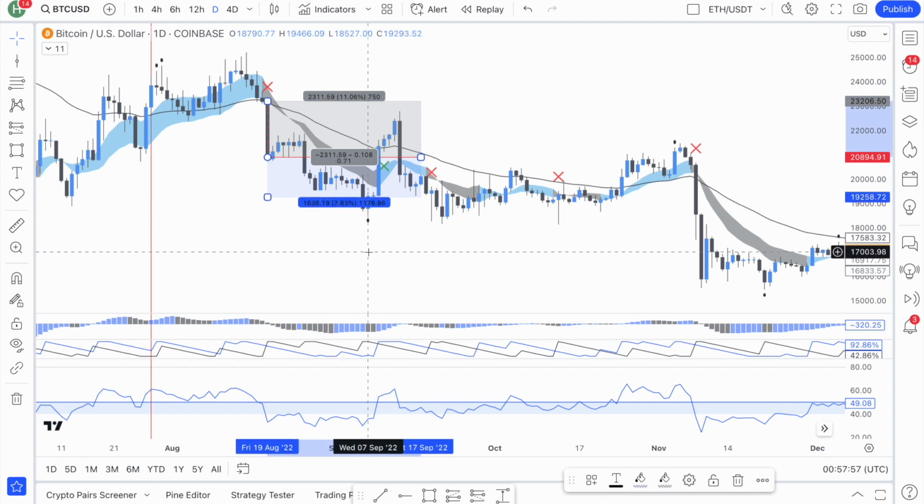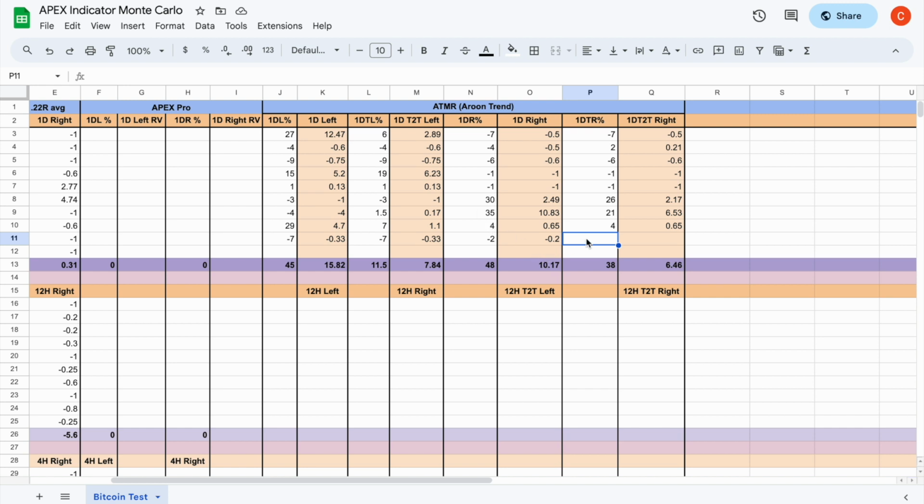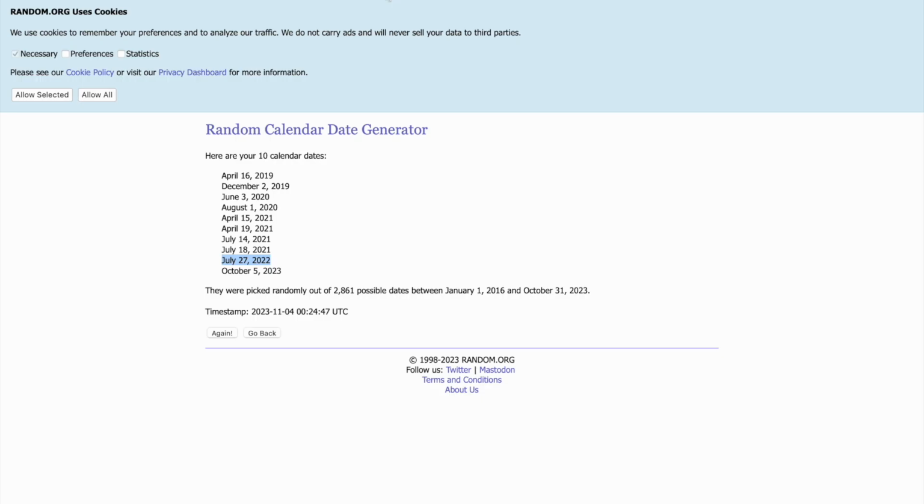So we go through here. Right, so it's 7% at 0.7. And then the last trade will be October 5th, 2023.